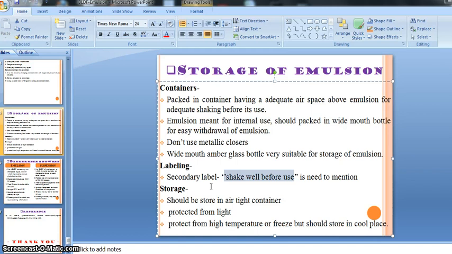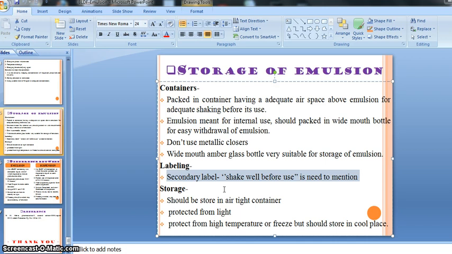Like our suspension, our emulsion also needs shaking for the redispersion of our preparation, right? After redispersion, the globules present are distributed throughout the dispersion media. That's why shake well before use is a very important statement, and it is very necessary to mention it on the secondary label. So you should remember this, don't forget it, right?